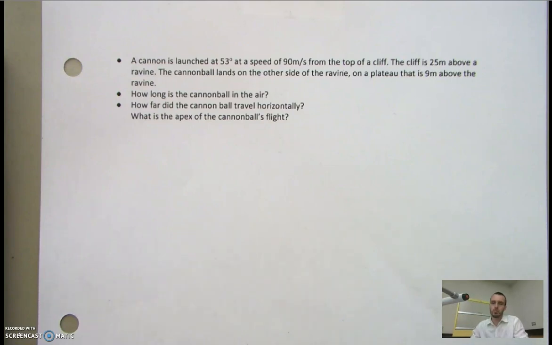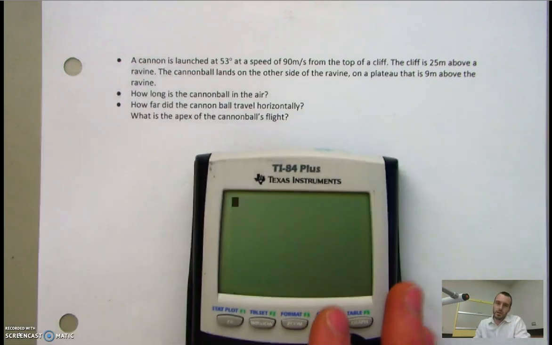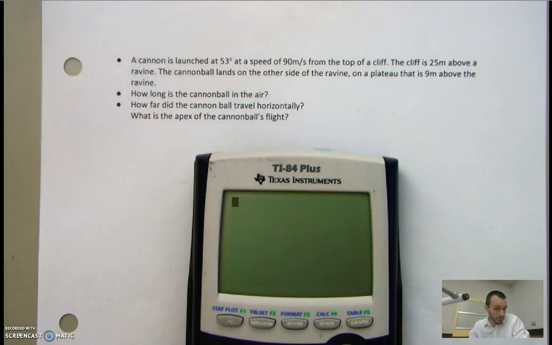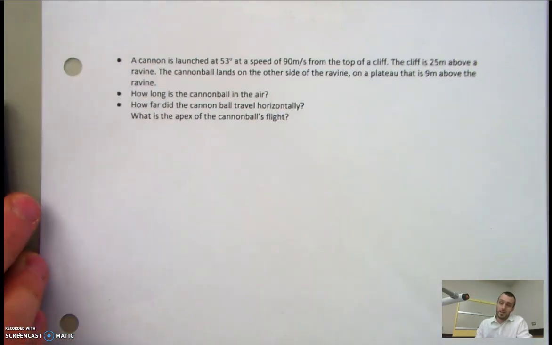Today's topic is projectile motion, more specifically angled projectiles. I'm going to walk you through a problem with angled projectiles. I'm going to show you how to make your calculator solve the quadratic formula for you. So without further ado, let's jump into it.